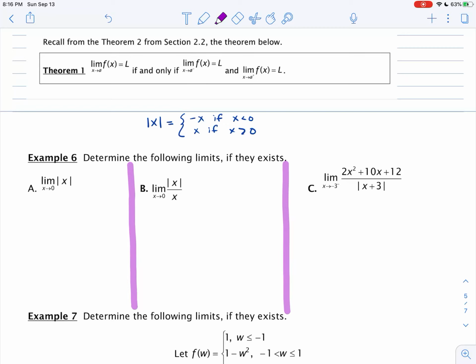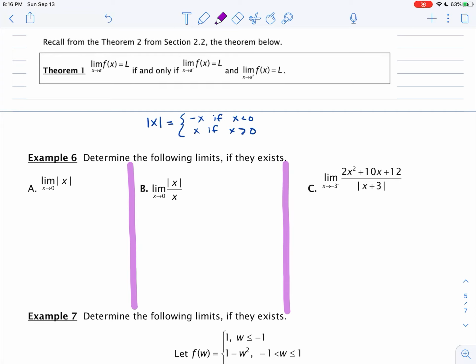Hello again. This is section 2.3 from the James Stewart Calculus Early Transcendentals book, and 2.3 deals with calculating limits of functions using the limit laws, and this is part 2 of this section.